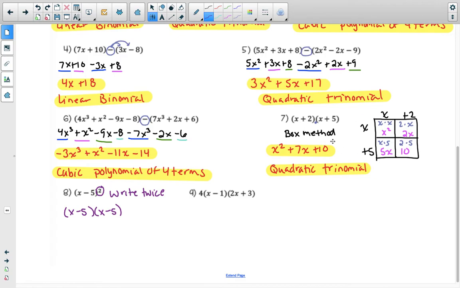So now I could use the box method, but I'm going to show a different way of multiplying. I'm going to distribute.